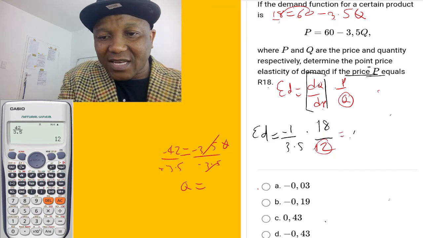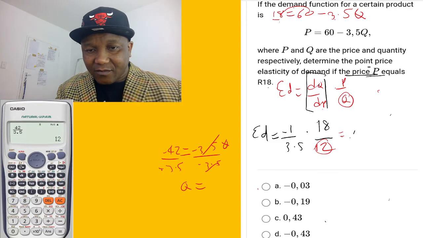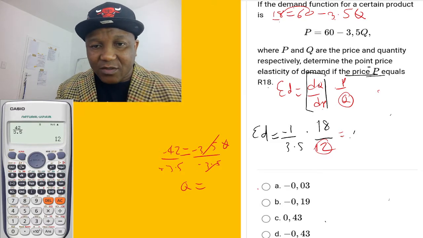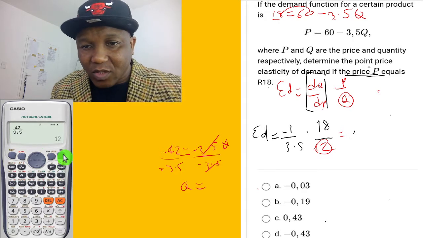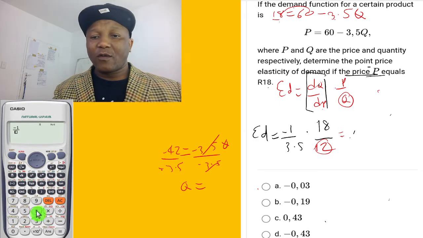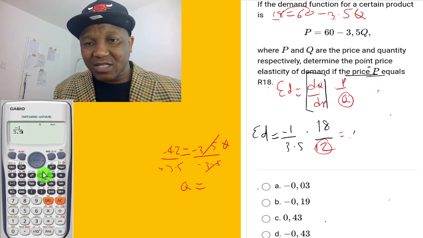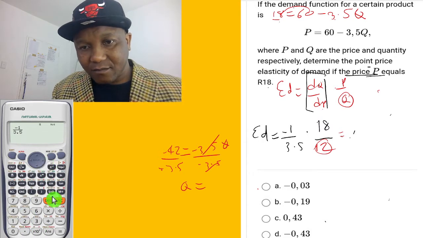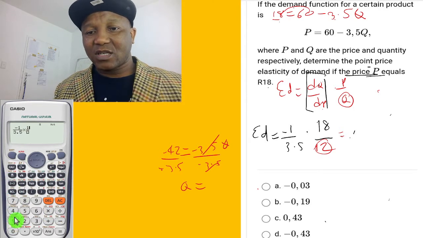So now let's plug in the calculator to get the final answer. Come here, say fraction. Negative 1 over 3.5 times 18 over 12.